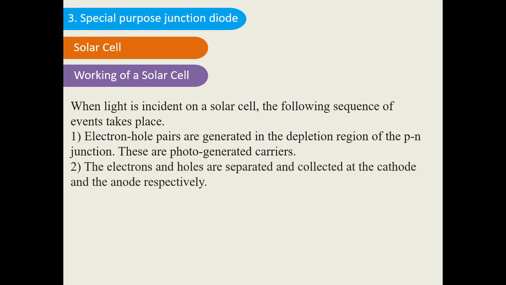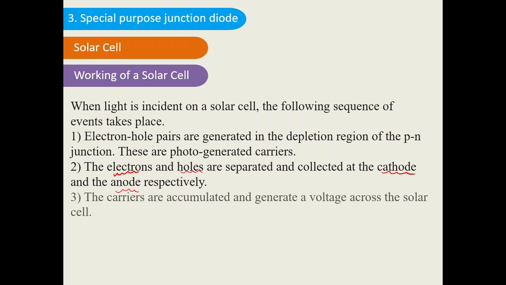Electrons and holes are separated and they are collected at the cathode and anode respectively. That means electrons are getting collected towards the cathode and the holes are getting collected towards the anode, respectively. That means the cathode, which is negative, will become more negative, and the anode, which is positive, will become more positive. So this will charge the battery, that means charge the solar cell. The carriers are accumulated and generate the voltage across the solar cell.